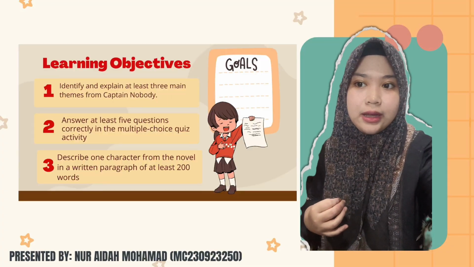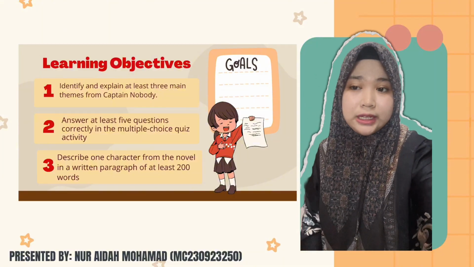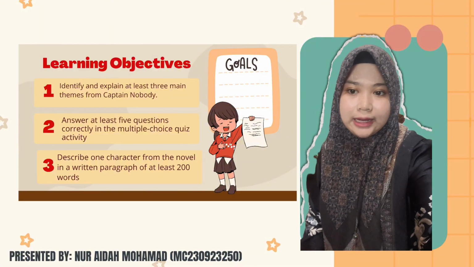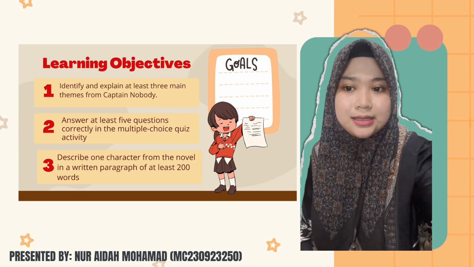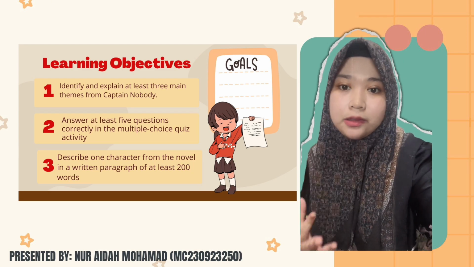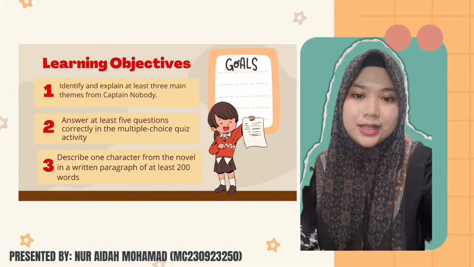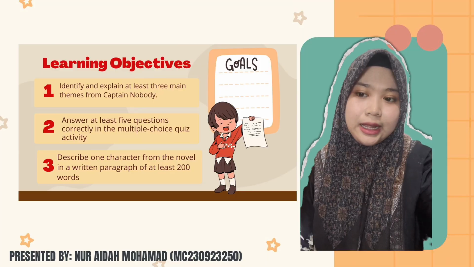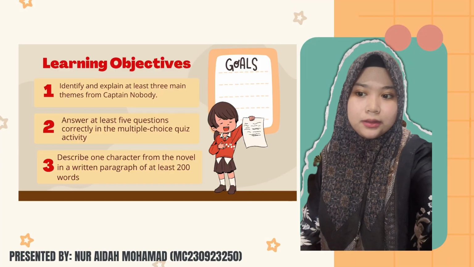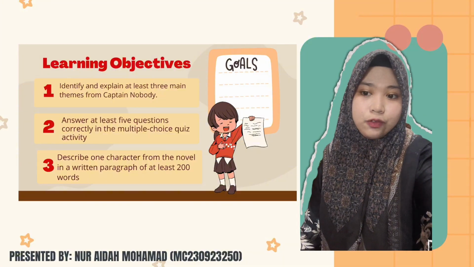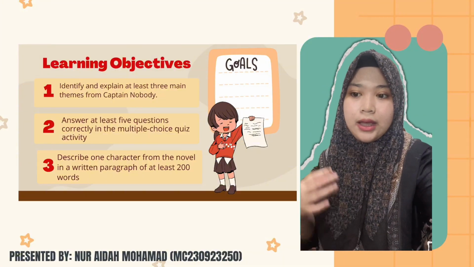This objective guides both the teachers and the students throughout the lesson. The first objective is that the students will be able to identify and explain at least 3 main themes from Captain Nobody. The second objective is that the students will be able to answer at least 5 questions correctly in the multiple choice quiz activity, demonstrating their understanding of the novel. The third objective is that the students will be able to describe one character from the novel in a written paragraph of at least 200 words.